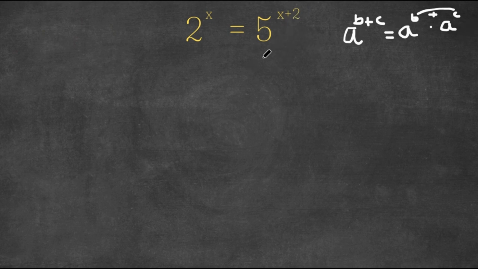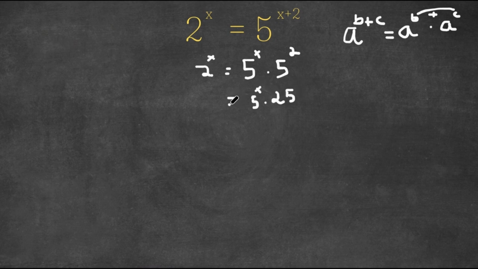So 5 in this case is a, right? So we have 5 to the power of b is x, times 5 again, to the power of c, which is 2. And this is still equal to 2 to the power of x. Now, 5 squared, as we all know, is 25, right? So this is 5^x times 25 equals 2 to the power of x.